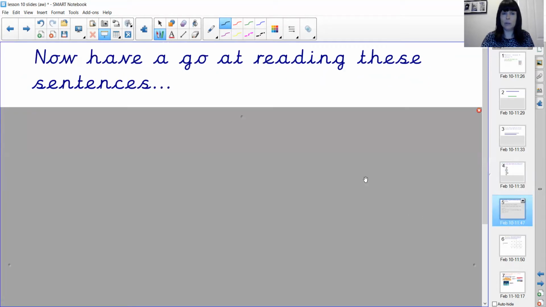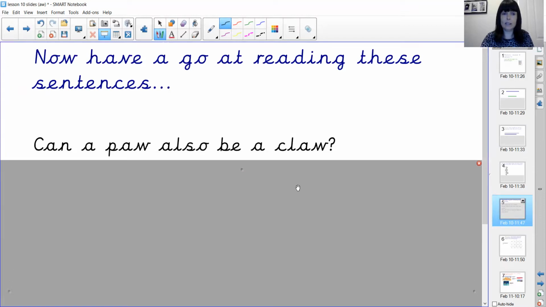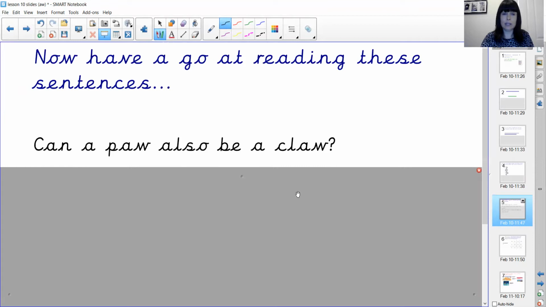Right, we're just going to do a little bit more reading of those words, some of those or words in sentences. So let's have a look at this one together. Can, or, pour. Also, that's a tricky word. Also, meaning as well. Can I pour? Also, another tricky word. Be, or claw. Can a paw also be a claw? I don't think so. I think they're two separate things, aren't they?